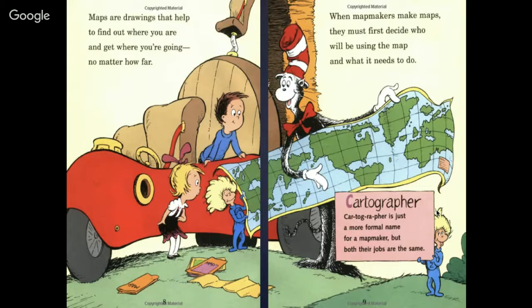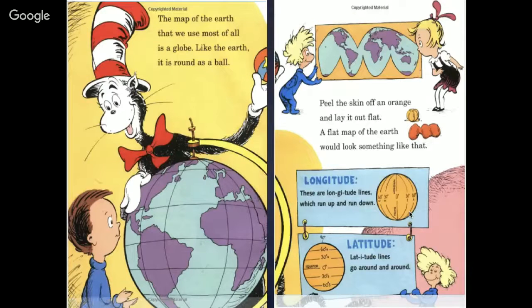Then let's see the next page. The map of the earth that we use most of all is a globe like the earth, but is round like a ball. Peel the skin off an orange and lay it out flat. A flat map of the earth would look something like that. They have a lot of vocabulary words in here, we're not going to use all of them, but I'll show you in a little bit which words we're going to use. Like longitude, the longitude lines which run up and down, latitude lines go round and round. I would explain to the students as the vocabulary words show up.